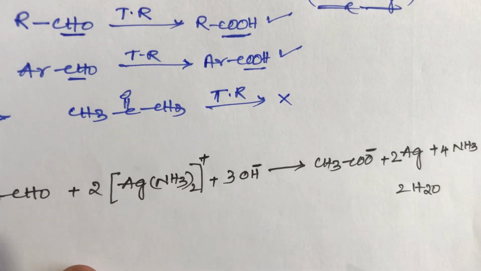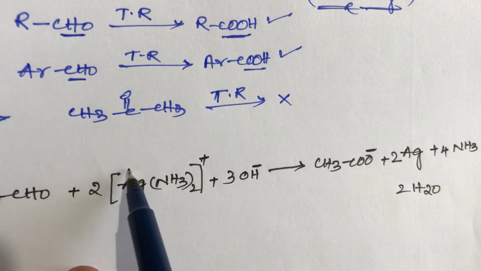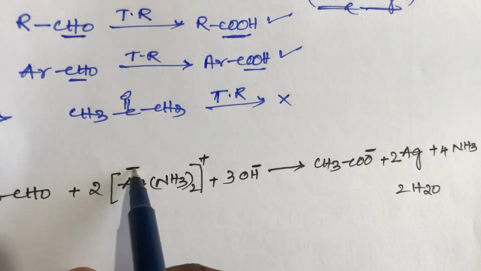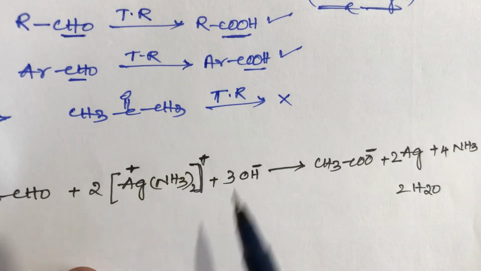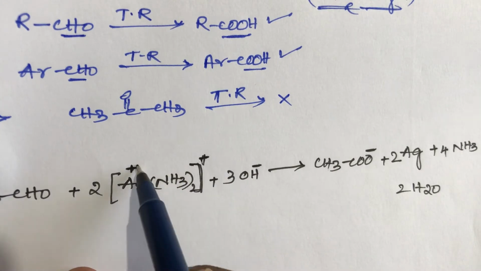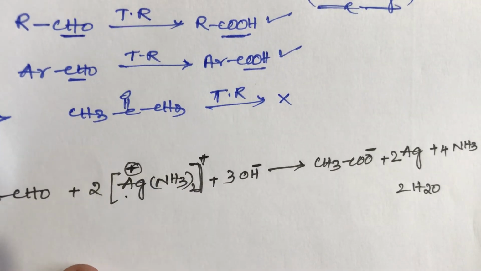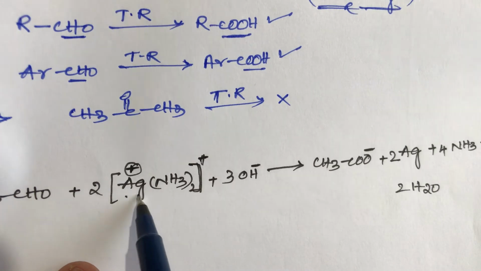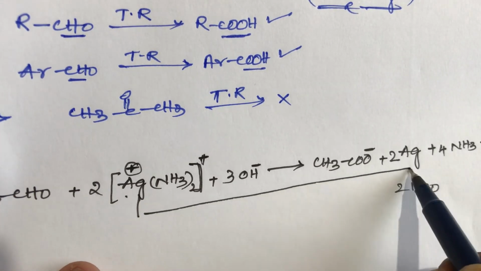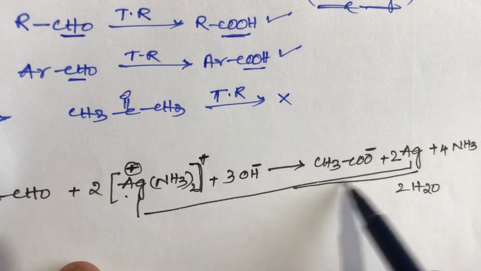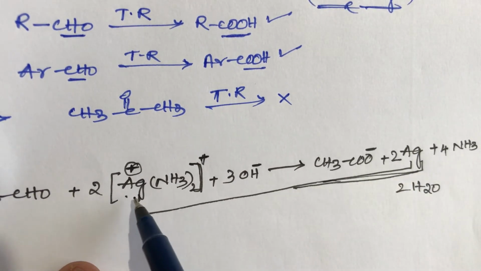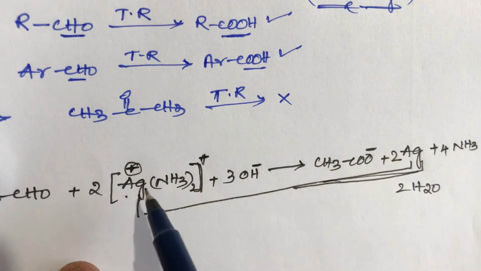You remember, student, in this complex the silver oxidation state is +1. Why? Because the positive charge is present outside of the complex. So generally this silver oxidation state is +1. This +1 oxidation state is converted into neutral, from +1 to neutral.